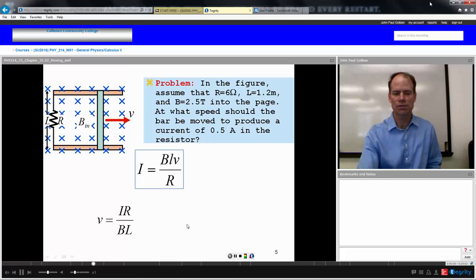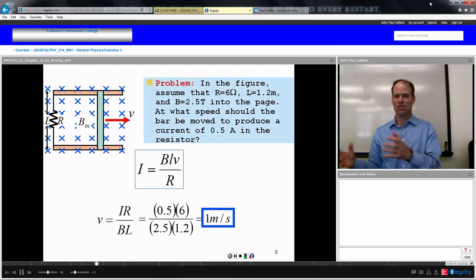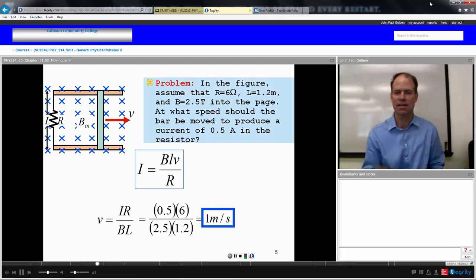And if we want to produce a 0.5 amp current, this will be 0.5 amps times 6 ohms over 2.5 Tesla times 1.2 meters. That will be equal to 1 meter per second. So if we move this conductor at 1 meter per second, we will produce a half amp current in that resistance. It's not going to be easy to move this across, though.